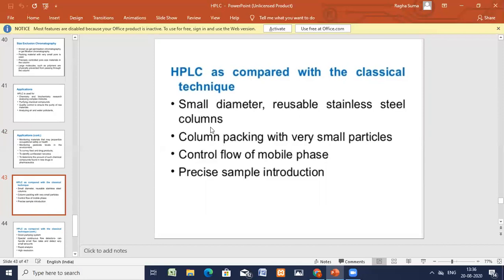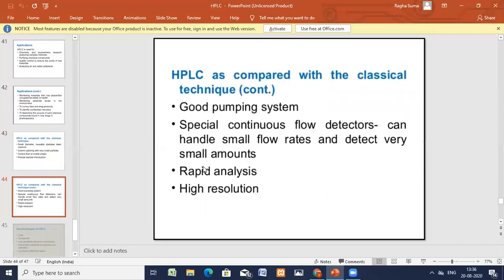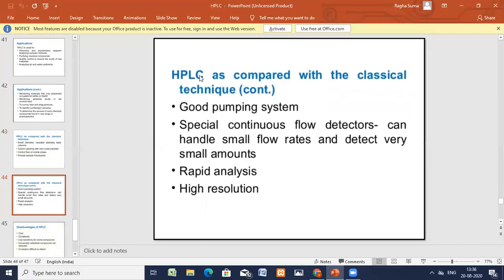columns. The column is packed with very small particles. There is a controlled flow of the mobile phase at a constant rate, and precise sample introduction. HPLC has a good pumping system, special continuous flow detectors that can handle small flow rates and detect very small amounts. It offers rapid analysis and high resolution.